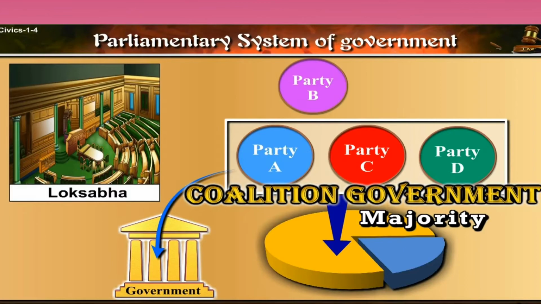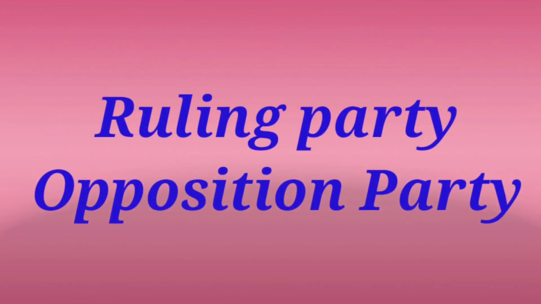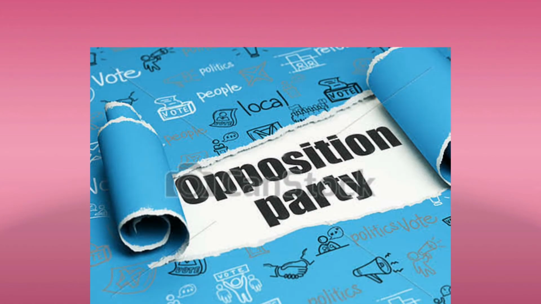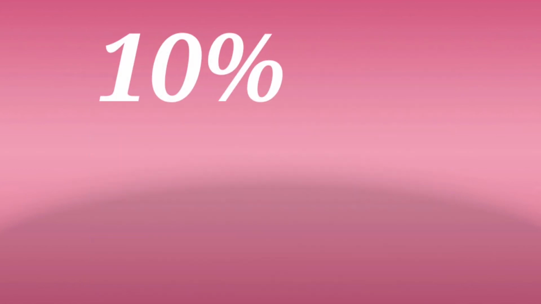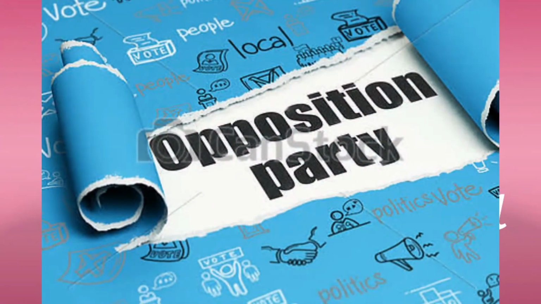Let me tell you what the opposition party is. There is the ruling party and the opposition. Except for the ruling party, all the remaining political parties form the opposition. But among them, the party which secured 10% of the total seats in the Lok Sabha election is known as the opposition party.